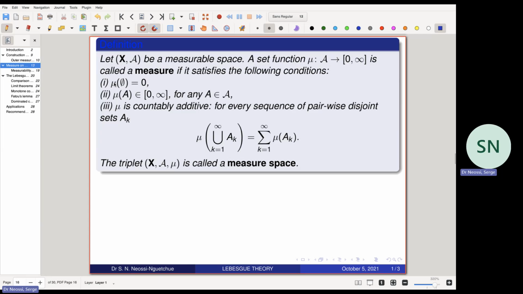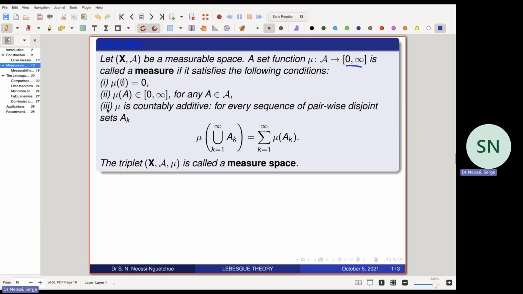First condition is that mu of the empty set is 0. This is similar to the first condition in the definition of an outer measure, where we also have the imposition that mu star of the empty set is 0. So for a measure, we also need the condition that mu of the empty set is 0. And for any A, mu(A) should be in the interval [0, infinity]. Actually, by definition, we already implied it here, but it's also good to mention it in the definition because it's something you need to prove.